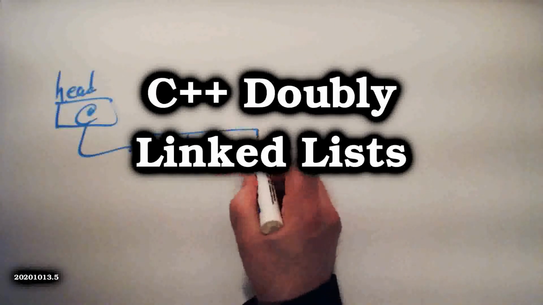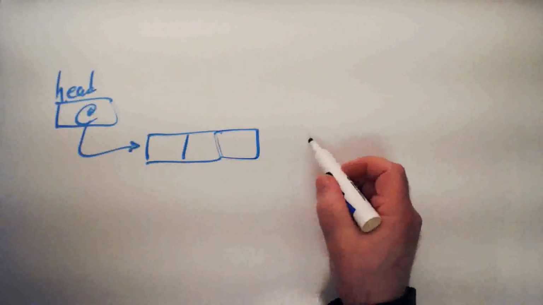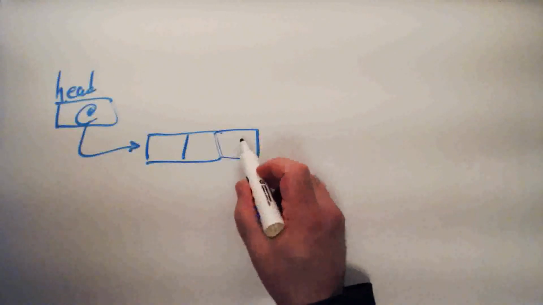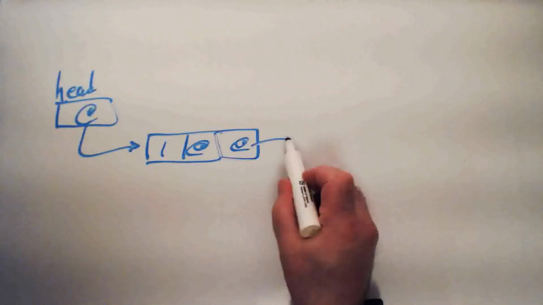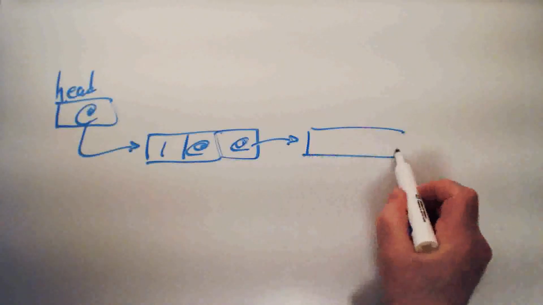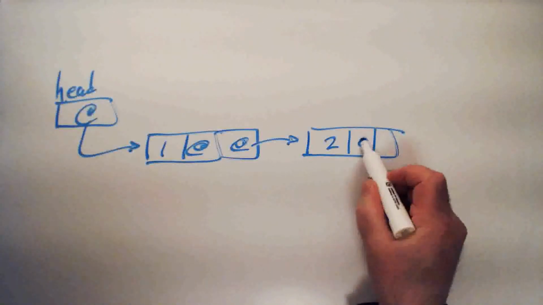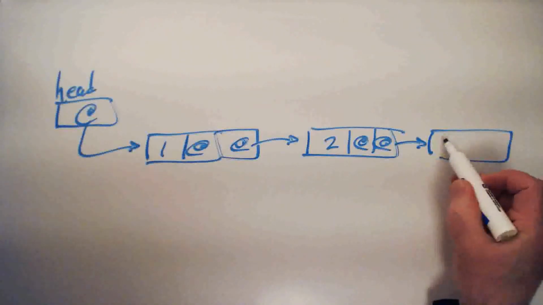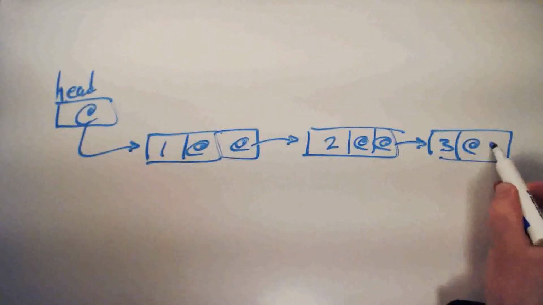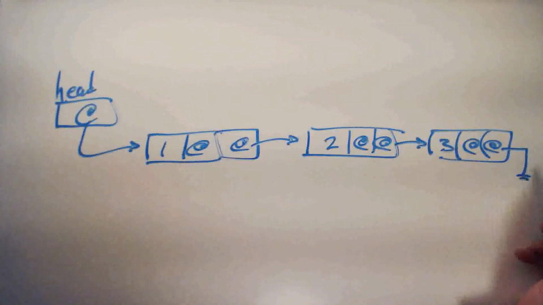The way these things work is there's two links in each node instead of just one. So there are going to be two pointers. Let's say this is node 1, and then it is followed by node number 2. That's followed by number 3. This is the last one in the list.